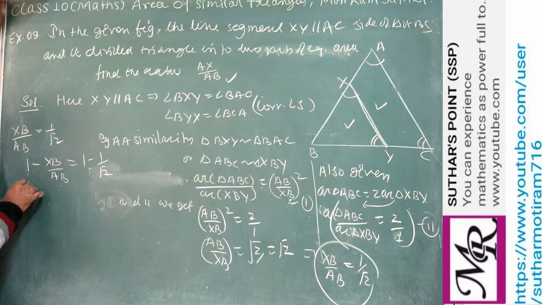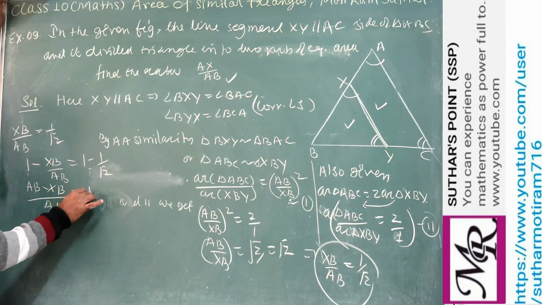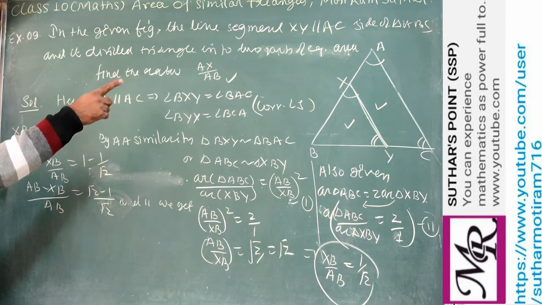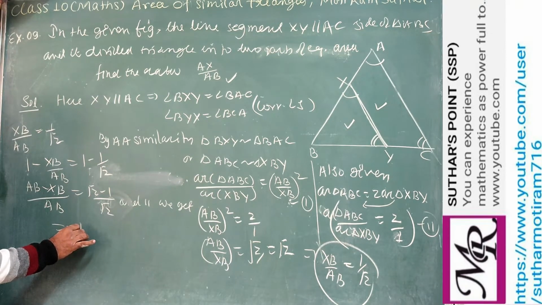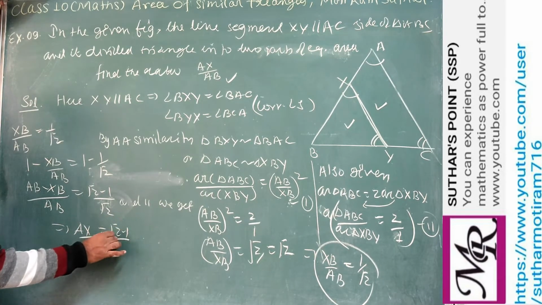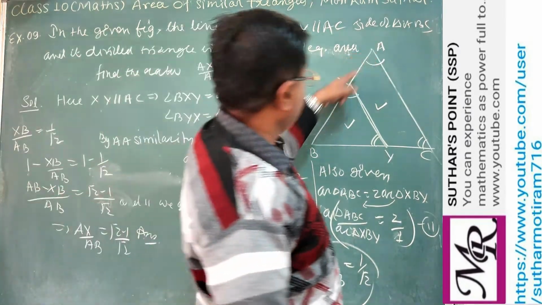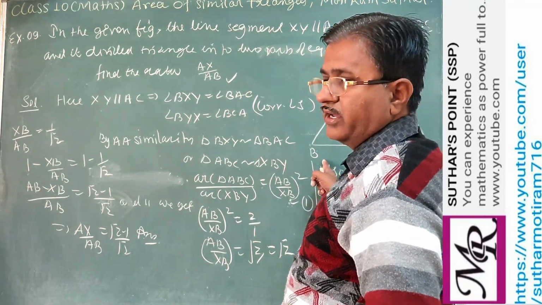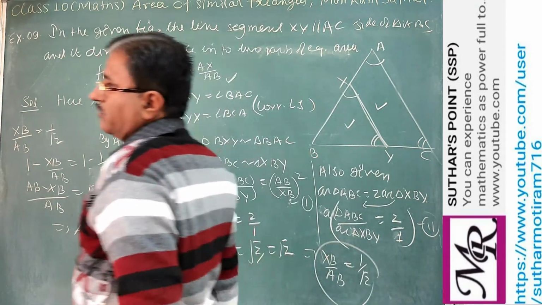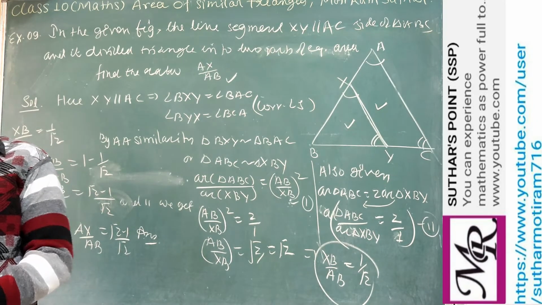So take LCM: AB minus XB upon AB equals root 2 minus 1 upon root 2. So now from the figure, AB minus XB, that is AX, upon AB equal to root 2 minus 1 upon root 2. So this is the answer. AB minus XB, what is left? AX. So in this example, we learned how to use the triangle similarity theorem.